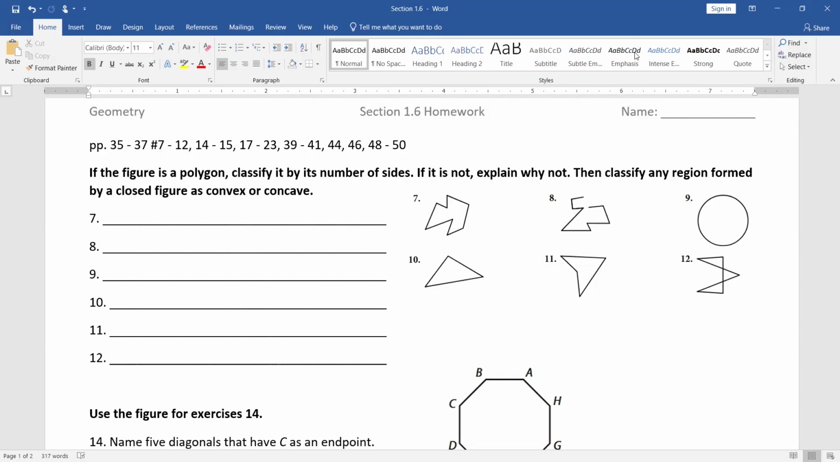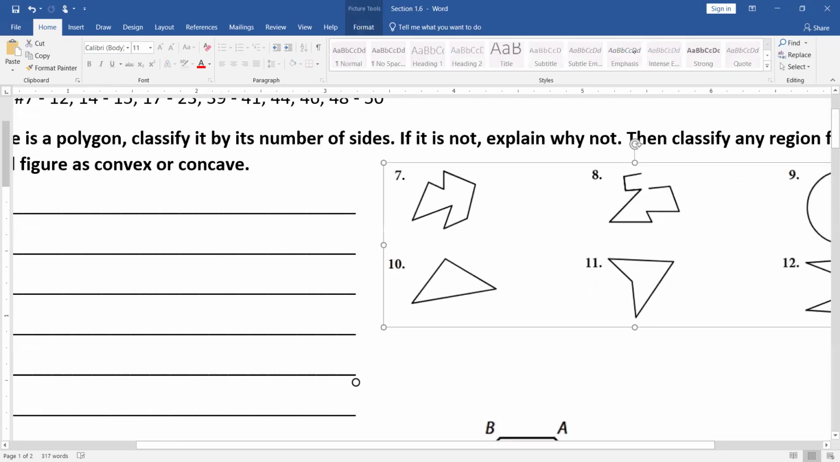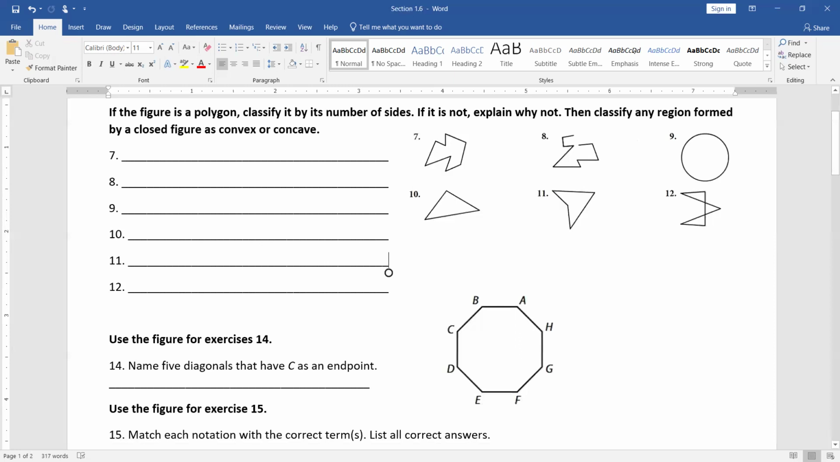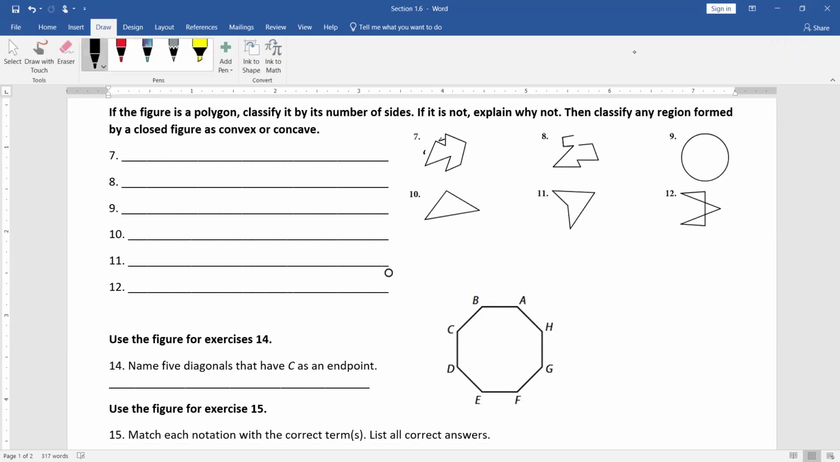So number 7 is a polygon. It's a weird one, but it's all line segments and they each meet at a vertex of some kind. Oh my gosh, I love Word. Okay, so number 7 has how many sides? 1, 2, 3, 4, 5, 6, 7. 7 sides. I have to number them, I always forget where I started. So a heptagon.